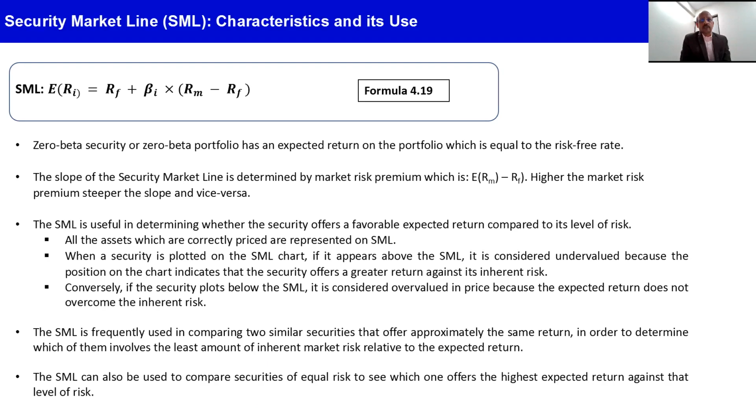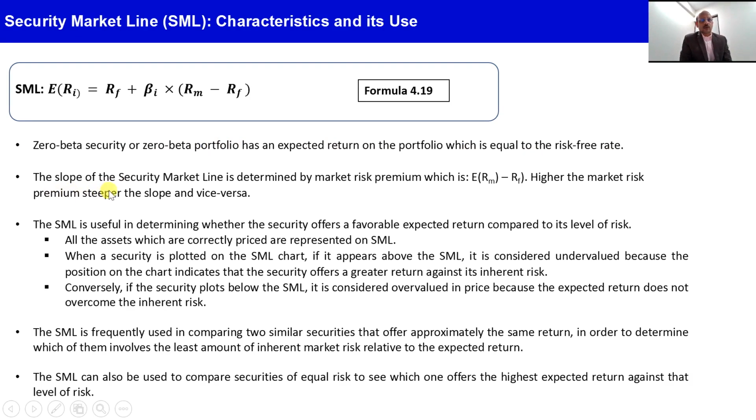Now let's understand the practical use of the security market line, how it is used. Any asset or zero beta portfolio will always have a return equal to the risk-free return, because if the second component, which is beta, is zero, then the market risk premium or the asset risk premium becomes zero. So basically, the risk-free rate of return becomes the expected rate of return from that asset or portfolio.